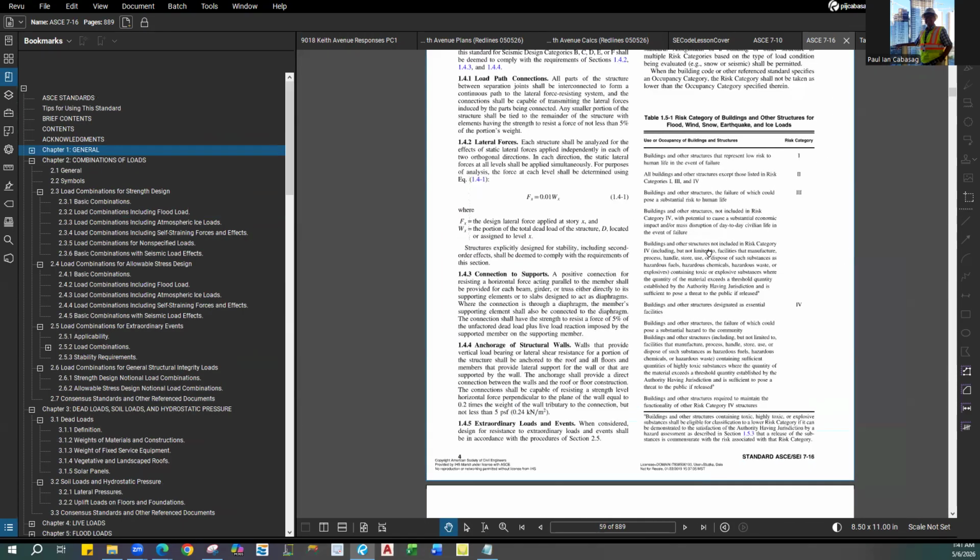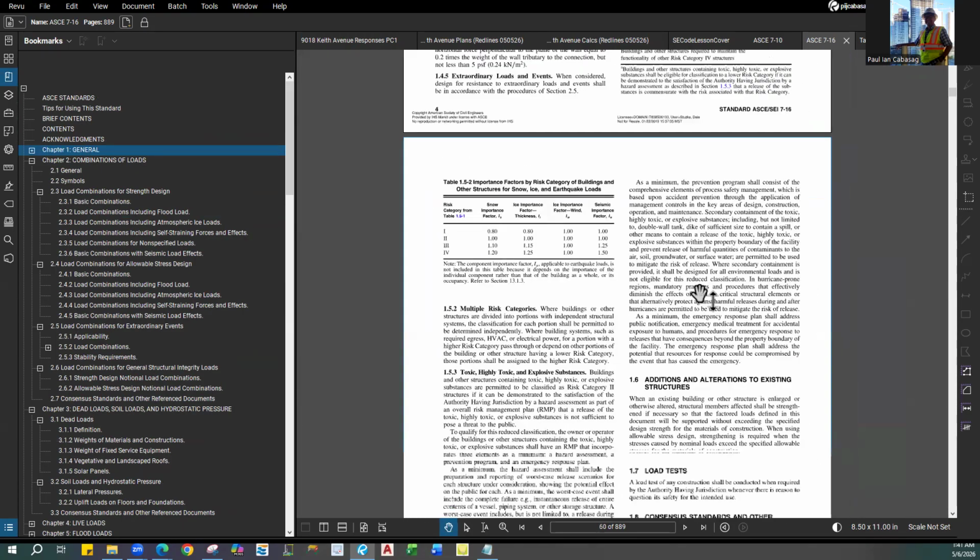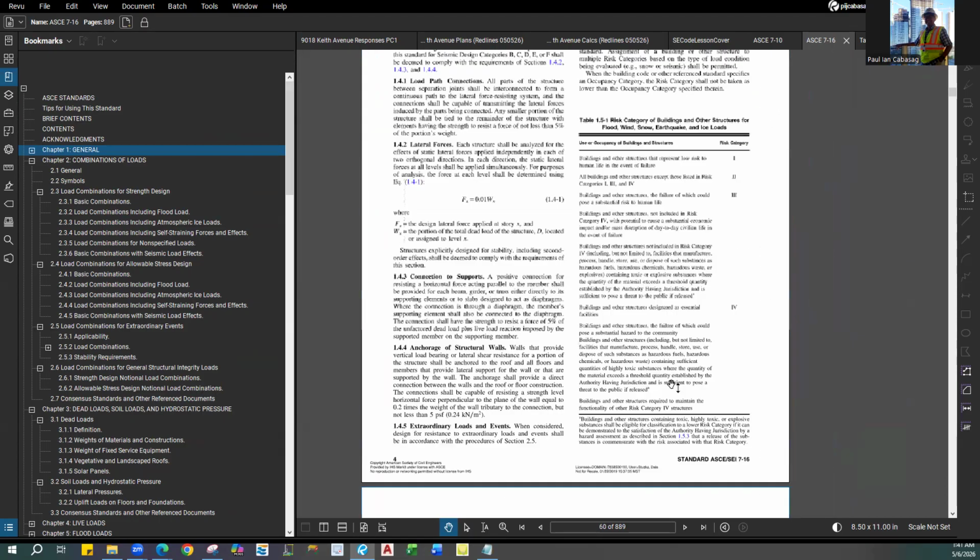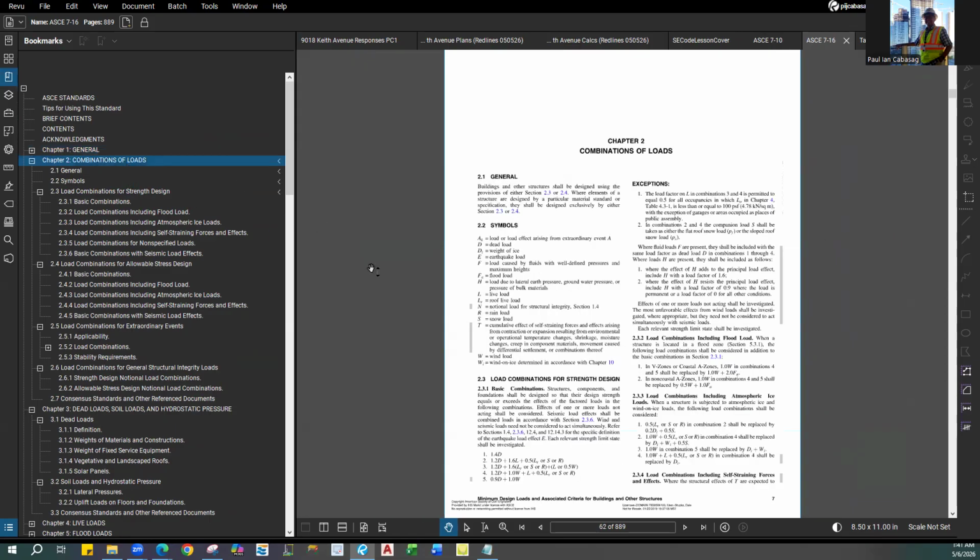All right, so that's pretty much chapter one. I think that's the only one I wanted to cover with you guys, the risk category. That's the most important part of chapter one. But now let's move on to chapter two.